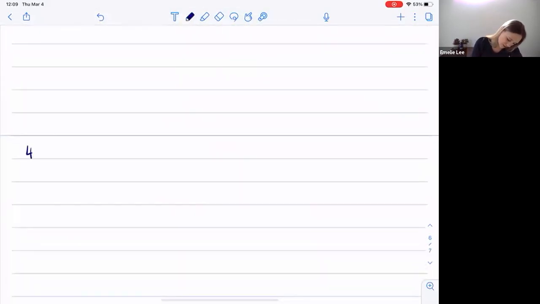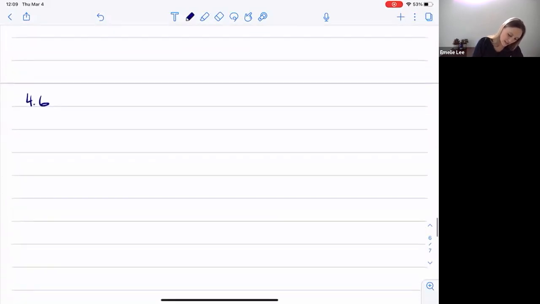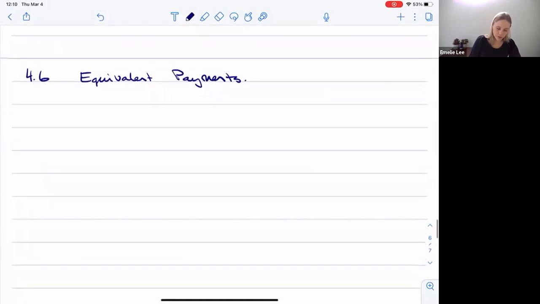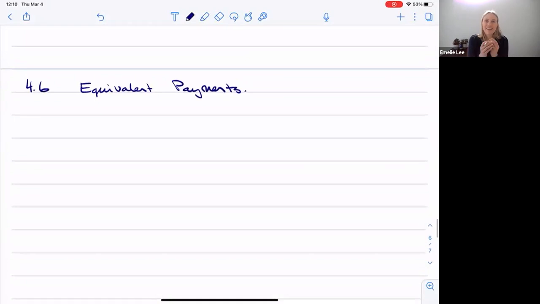Let's see here. So section 4.6, I'll start on a fresh page here. 4.6 is on equivalent payments. Okay. So two payments that end up at an equivalent future value are called equivalent payments.